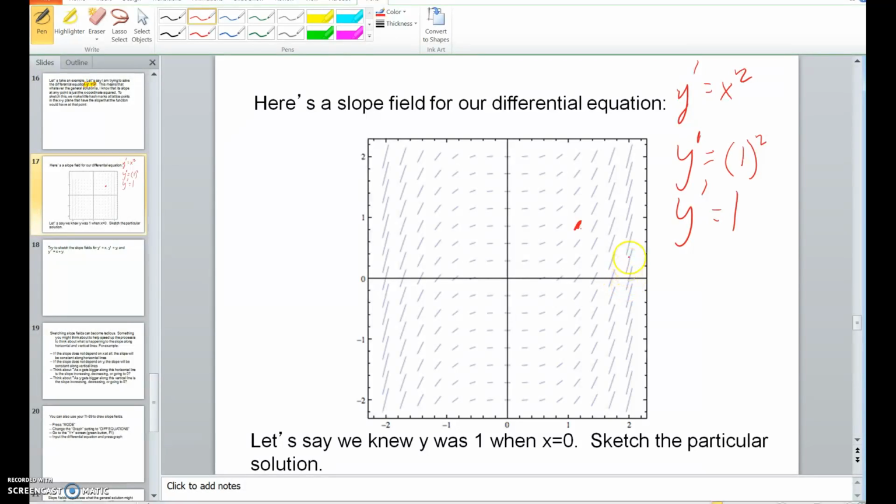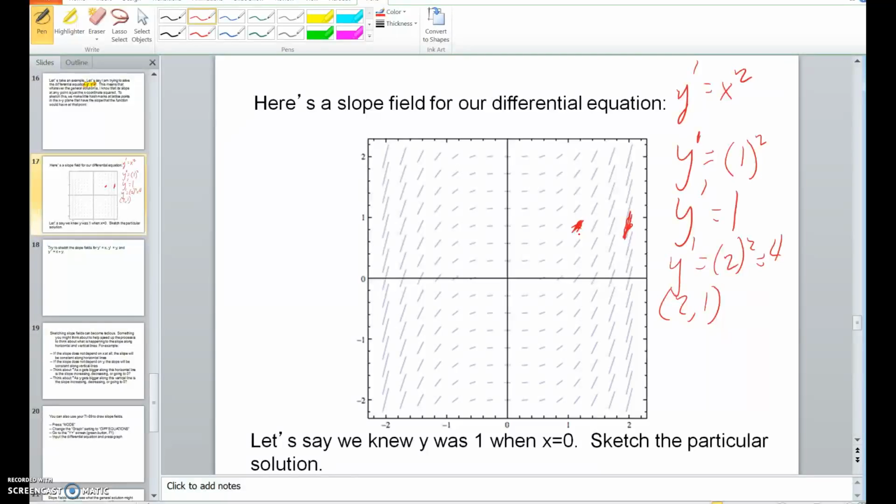If I move over to 2, to the point (2, 1), so now I'm right here. At (2, 1), the slope is going to be 2 squared. So that's going to be 4. So the slope of the solution function at the point (2, 1) is 4. So this little mini tangent line is going to be much steeper than the one at (1, 1).